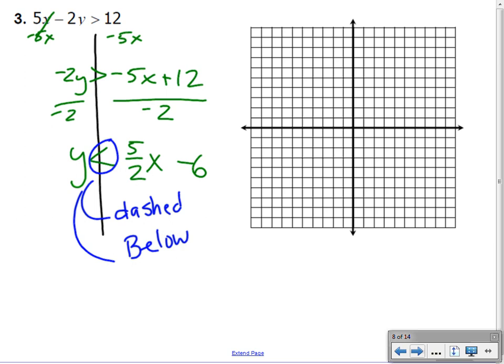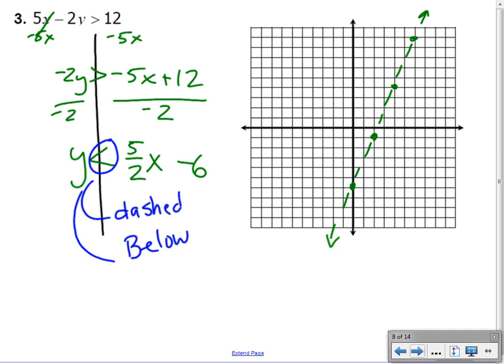All right, so let's see what we get. We have a y-intercept at -6, and we have a slope of 5/2. So we're going to go up 5, right 2. And those are all the points that we can fit on our coordinate plane here. So we said it's going to be a dashed line. And we said we're going to shade below.